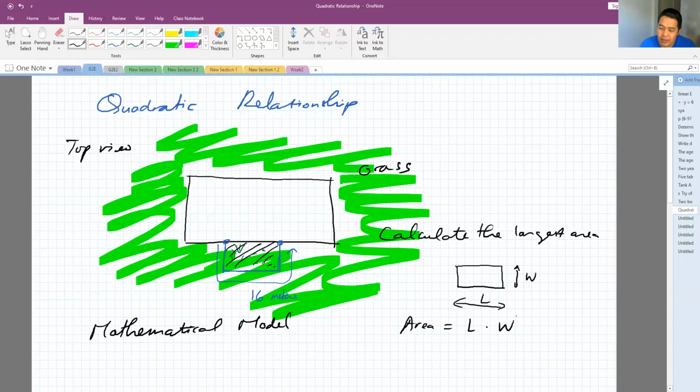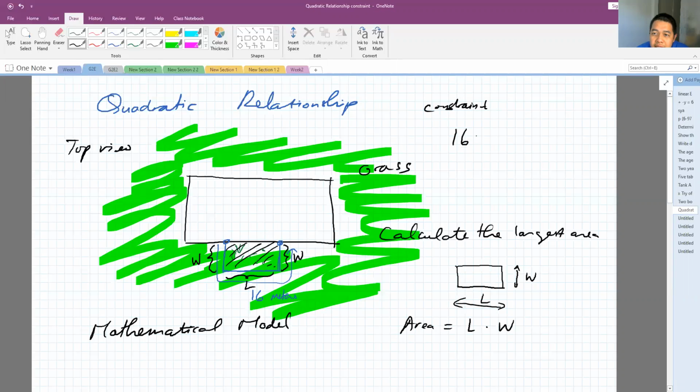Now, we are given a constraint, in this case the total length of the wire, the total length of the fence, which is 16 meters. And if we look at this diagram, this is the width, this is the length, and also another width. So be careful, because this side is not covered by the wire because it's at the back, the wall of the house.